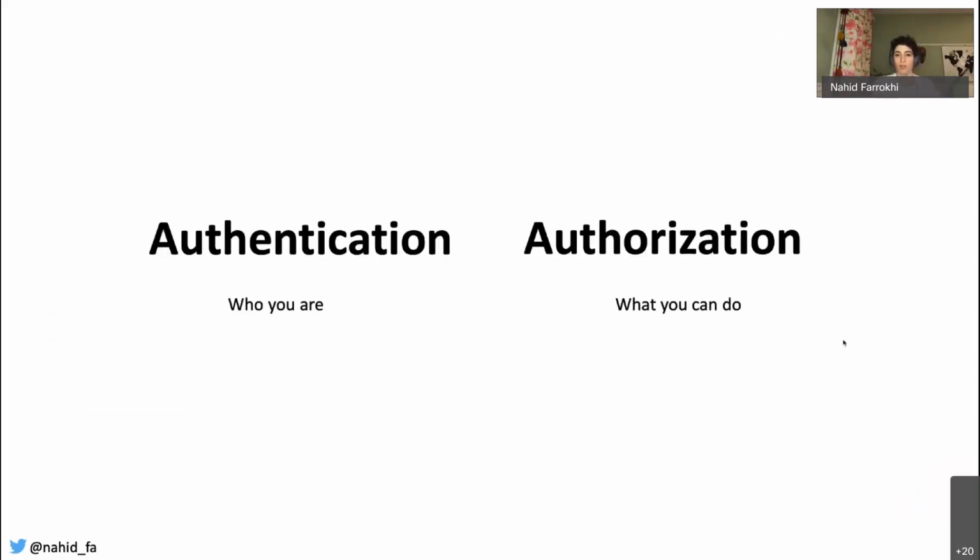Let's talk about authentication and authorization. These are two of the main problems in modern web applications. Authentication is about who you are. That's verifying the user to make sure that this is who they say they are. And authorization is about what you can do. This process deals with granting or denying rights to access resources.